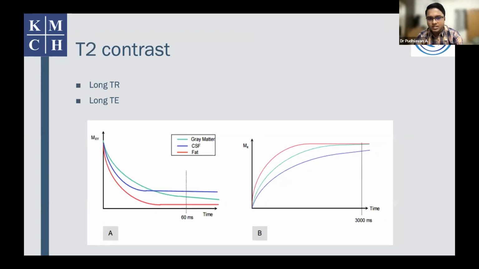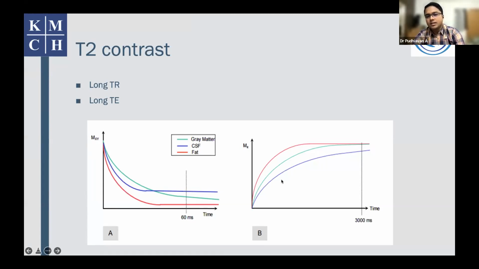Coming to T2 contrast, it is the same again, but here we are using a long TR and a long TE. So the same T2 relaxation and T1 relaxation curves, but we are using a longer TE and a longer TR. When we use a longer TE, the difference in the rate at which the protons dephase will become greater and greater as time progresses. So the rate of dephasing of different tissues will also be different and will produce different kinds of signal.